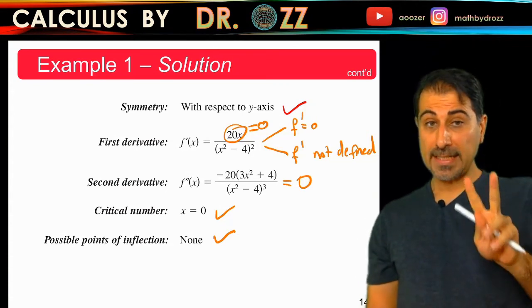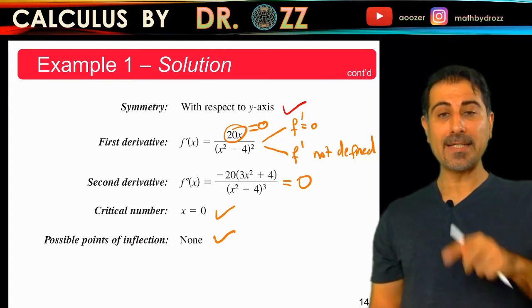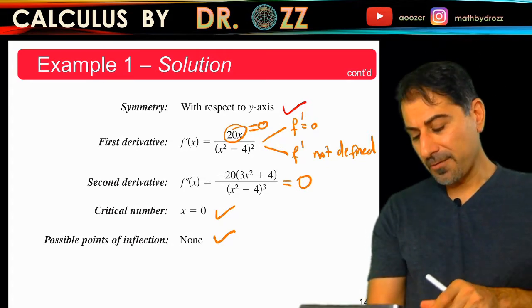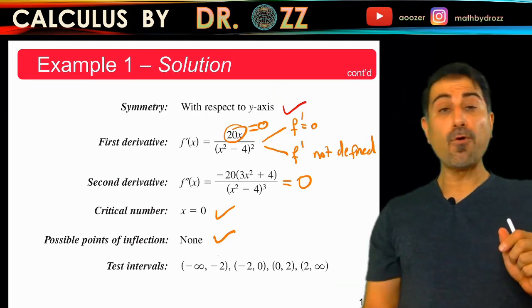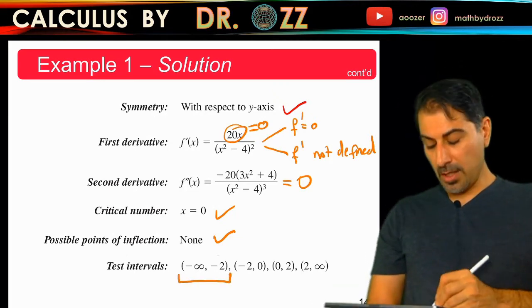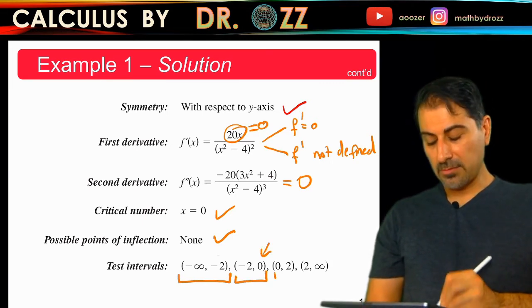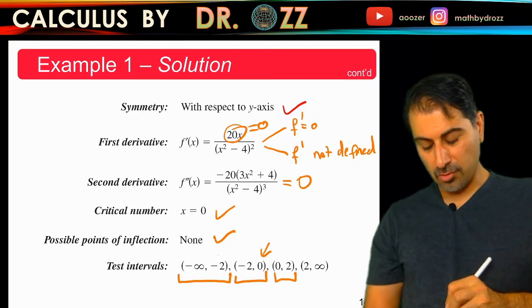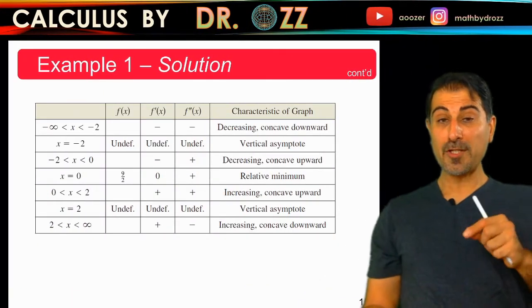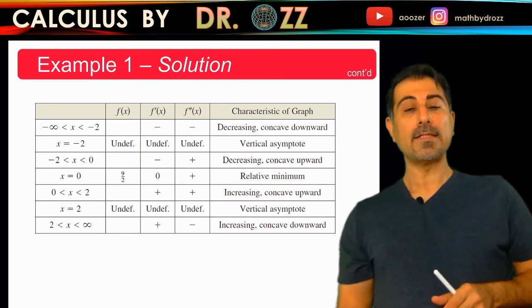So now it's time to choose intervals for testing the function for increasing, decreasing, or concavity. So we have two vertical asymptotes, so these are going to be the ones getting into the table as well as the critical number. For that reason, we have 4 test intervals. One is negative infinity and negative 2. Negative 2 and 0, remember 0 is a critical number, and 0 to 2, the next vertical asymptote, and 2 to infinity.